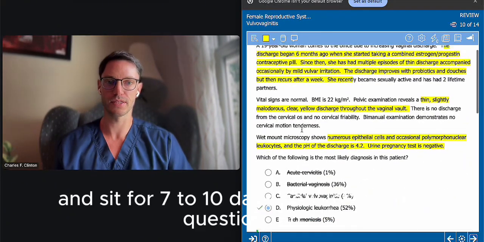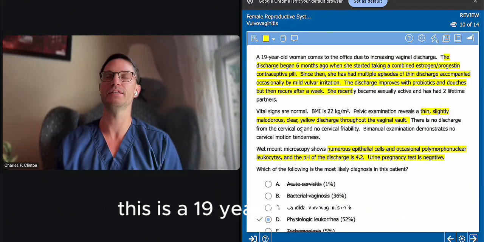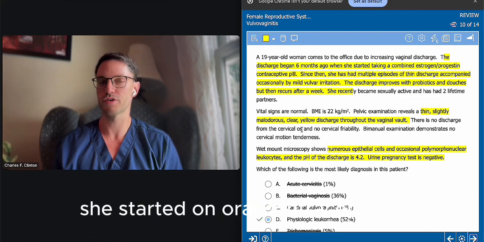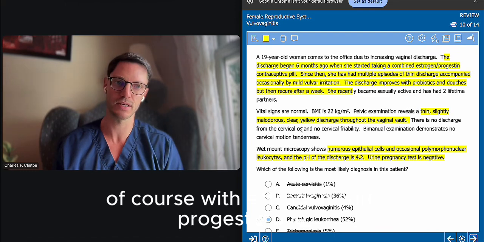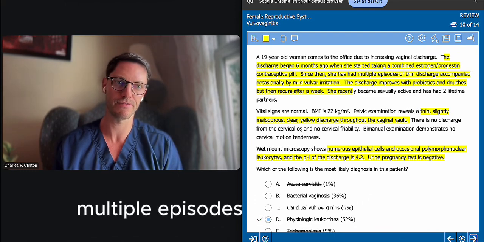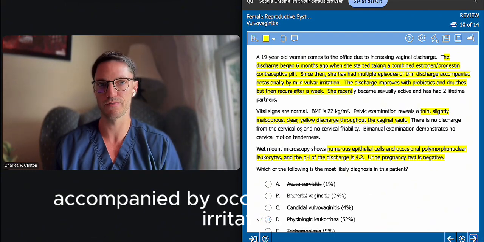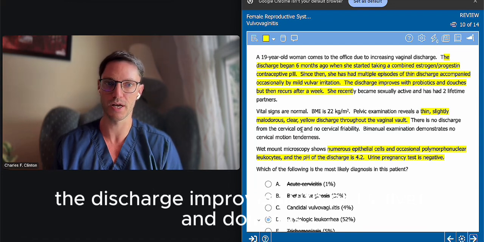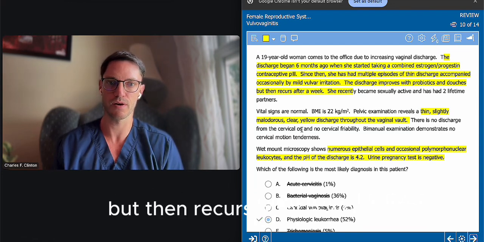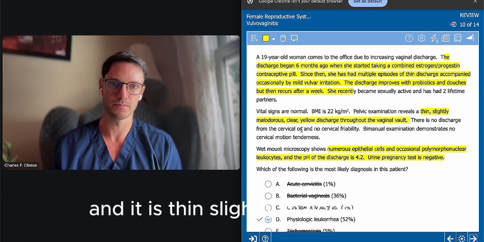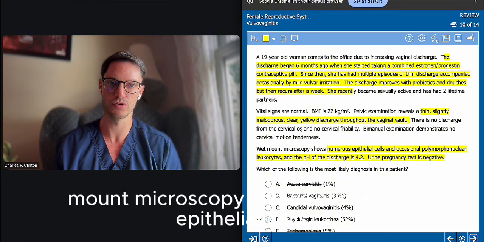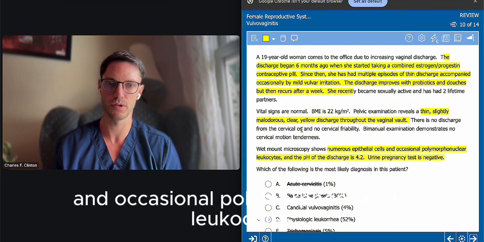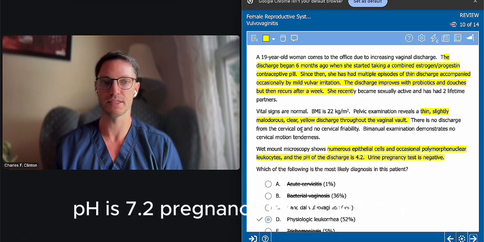Now let's go to question 10. This is an interesting one. This is a 19-year-old female. She started on oral contraceptives, with estrogen and progestin, and right after starting the pill she notes multiple episodes of thin discharge accompanied by occasional mild vulvar irritation. The discharge improves with probiotics and douches, but then recurs after a week. It is thin, slightly malodorous, clear yellow discharge throughout the vaginal vault. Wet mount microscopy shows numerous epithelial cells and occasional polymorphonuclear leukocytes. pH is 7.2. Pregnancy test is negative.